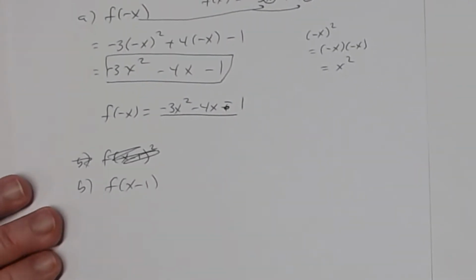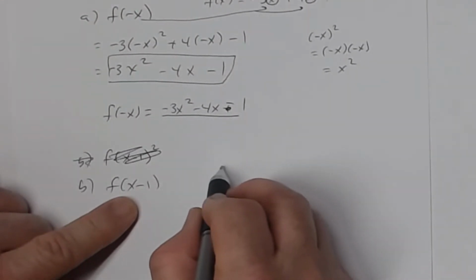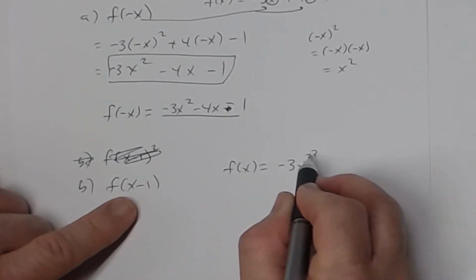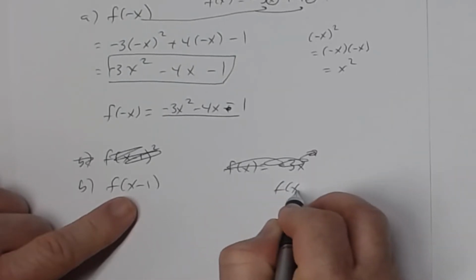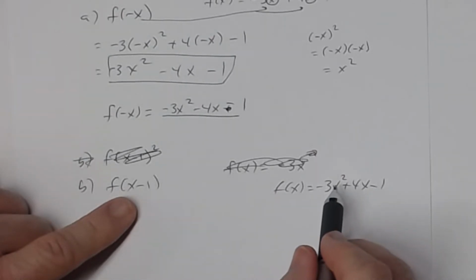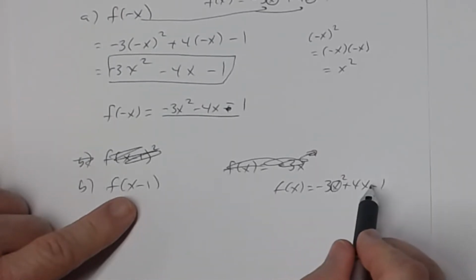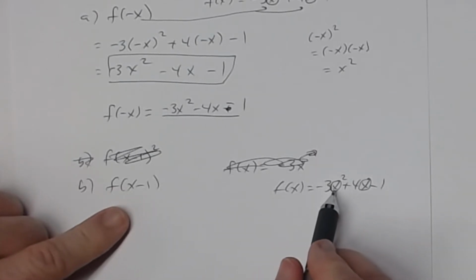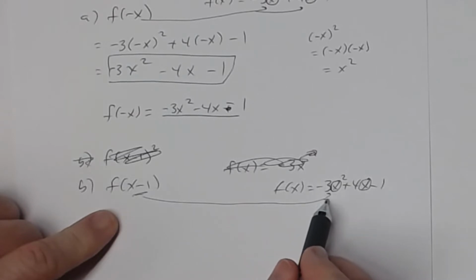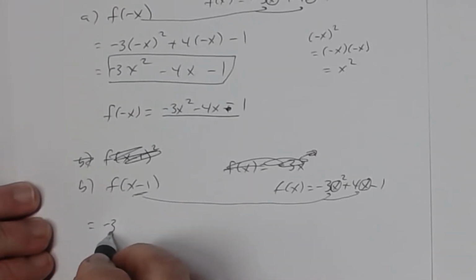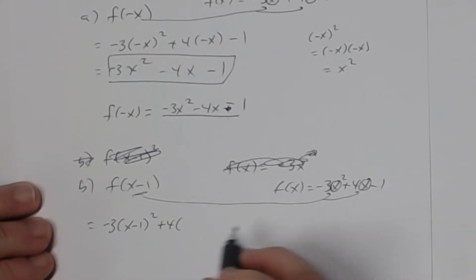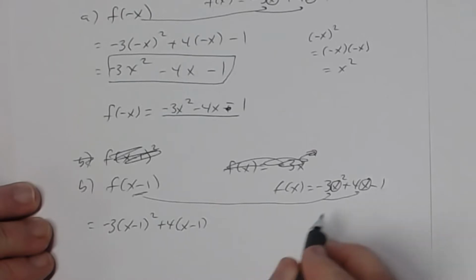All right, letter B. Now you want to find f of x minus 1. So remember, let's go back to our function f. Our function f was negative 3x squared plus 4x minus 1. Again, just like we did before, I'm going to circle the variable x. Wherever I see the variable x, I'm going to substitute x minus 1 this time. So then I'm going to get negative 3 times x minus 1 squared plus 4, and in place of x, I substitute x minus 1, and then minus 1.